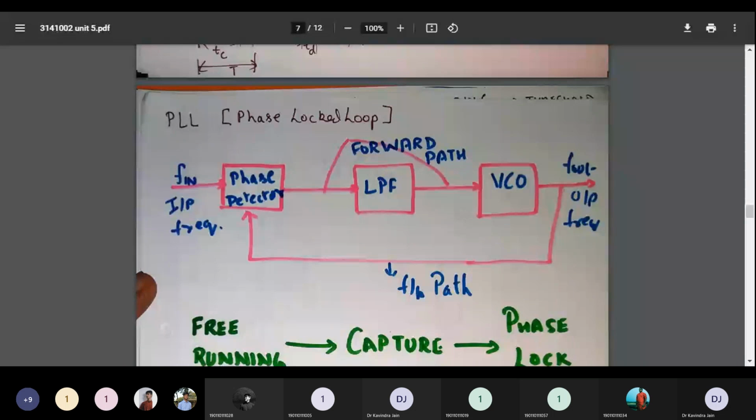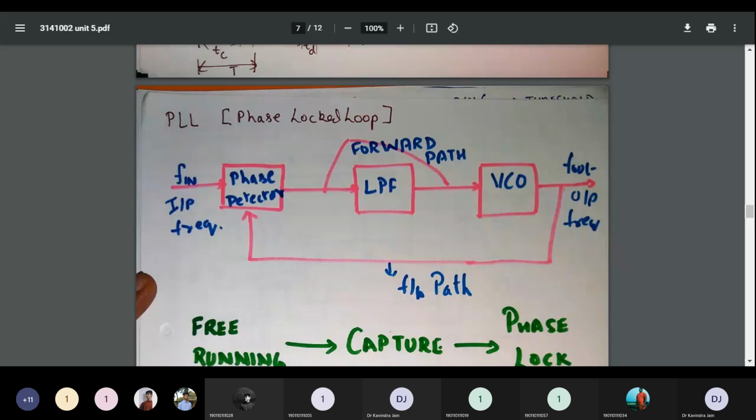The first thing that is seen on the screen is F in, that is the input frequency. The first block is the phase detector block. The next block is the LPF block, which is known as the low pass filter block. The direction of the arrow between the phase detector and LPF shows the forward path. That is why I have written forward path direction. The third block is the VCO, that is known as the voltage controlled oscillator. The last is F out, that is the output frequency.